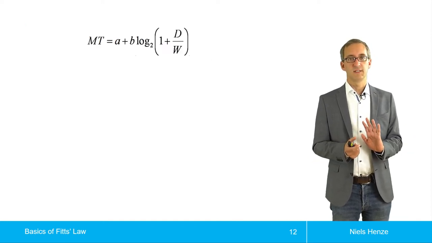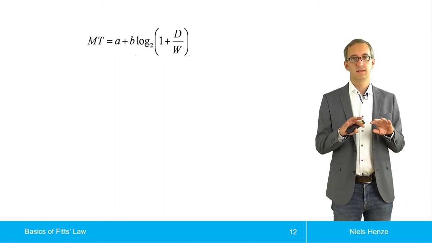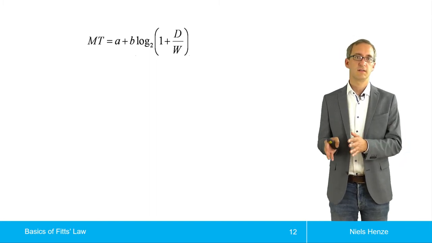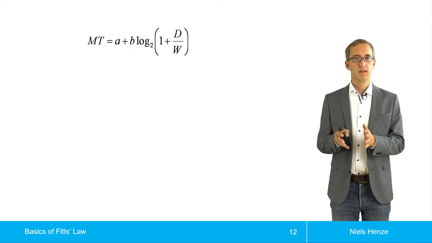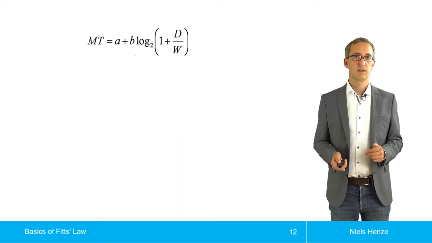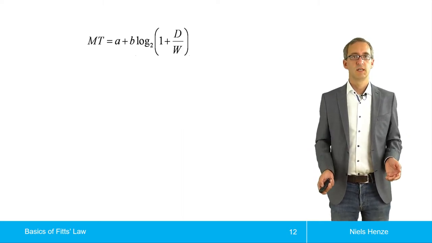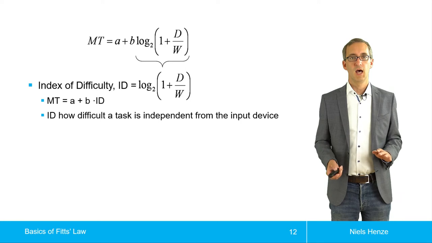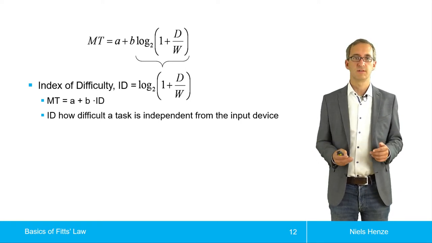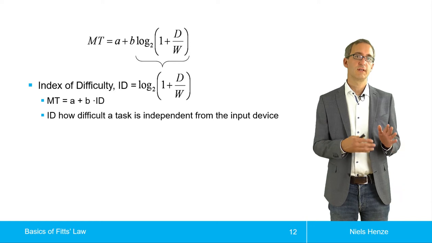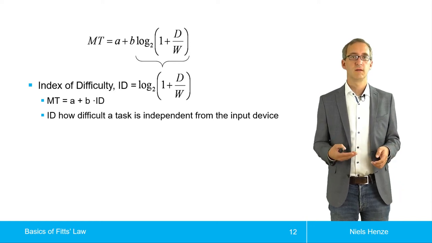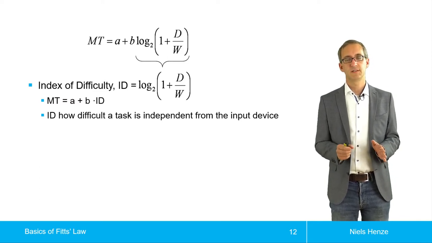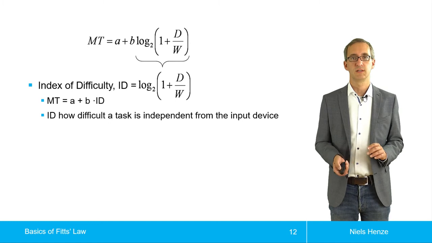He did another clever thing, and he realized that now we have this equation. The equation has two parts. One is device-specific, and the other part isn't. And for the part that is not device-specific, he came up with a name for it. He called this the index of difficulty, or ID. And if you have that, and this is just a definition, then we can derive that the movement time is A plus B multiplied by ID. And now ID describes how difficult the task is independent from the input device.